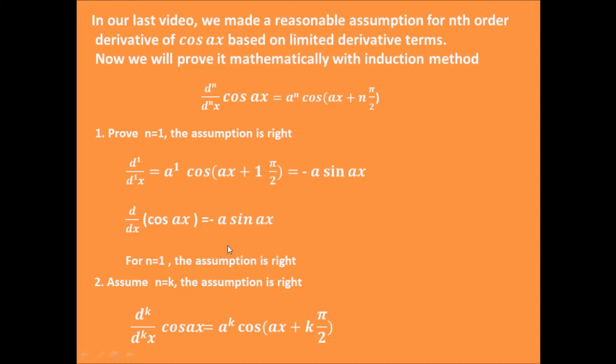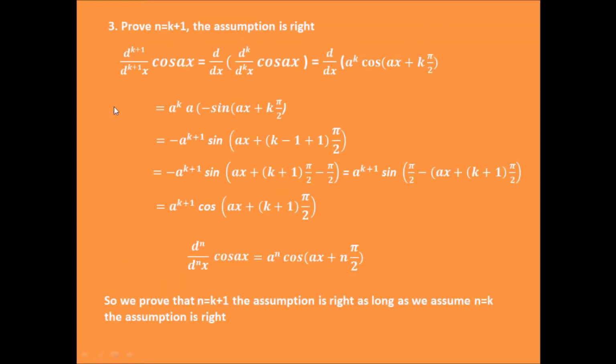So for the second step, we just assume that when n equals k, the assumption is right. So the kth order derivative of cosine ax equals a to the power of k times cosine of (ax plus k pi divided by 2). And the third step is to prove the assumption is right when n equals k plus 1. As we know, the (k plus 1)th derivative is the derivative of the kth order derivative function. However, we already know that the kth order derivative of cosine ax equals a to the power of k times cosine of (ax plus k pi divided by 2).